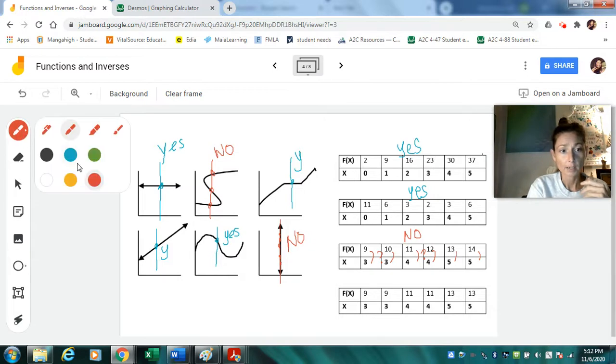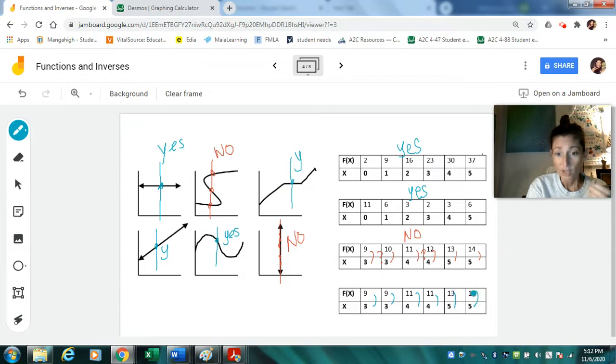Down at the bottom here, we have a very similar table. You have repeats of 3s, repeats of 4s, repeats of 5s. But this time, 3 always gets you to 9. 4 always gets you to 11. 5 always gets you to 13. So I always know what's going to happen from 3. 3 is always going to go to 9. 4 is always going to go to 11. 5 is always going to go to 13. So that would be a yes.